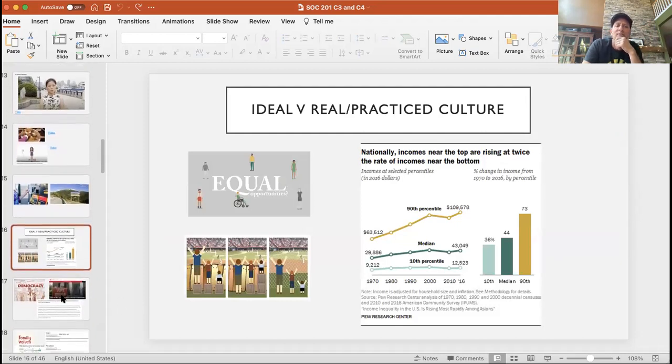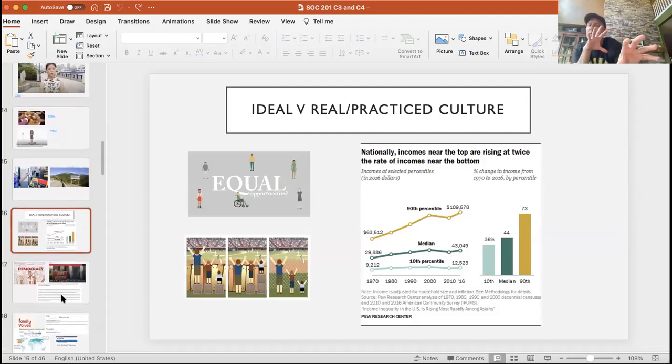Another thing to think about, and this is kind of important, is that the ideal culture, what we idealize, what we mythologize, what we desire, what we want, what we uphold as the ideal, is different than what we practice, right? So in every country, it's that way. There's no country where there's a perfect alignment between what is ideal and what is practice.